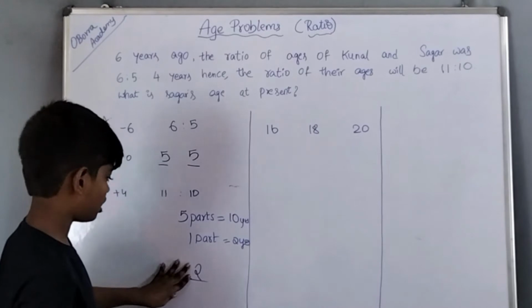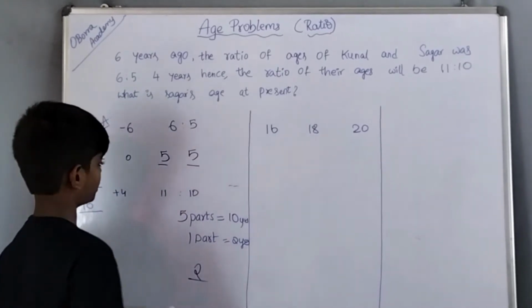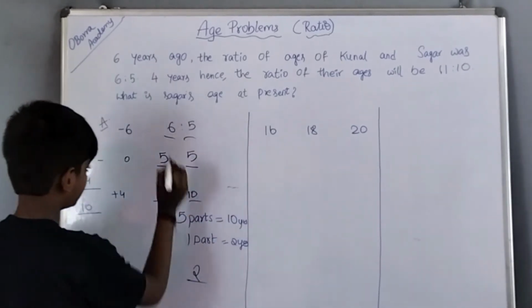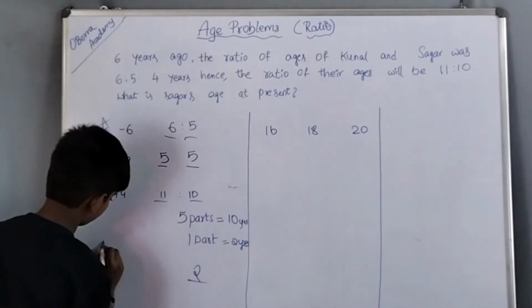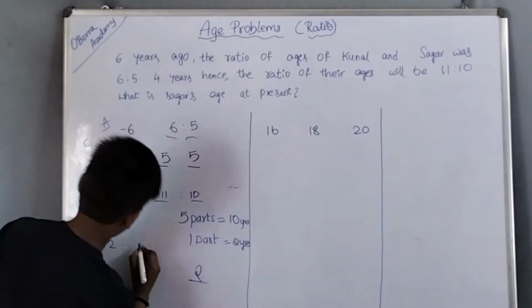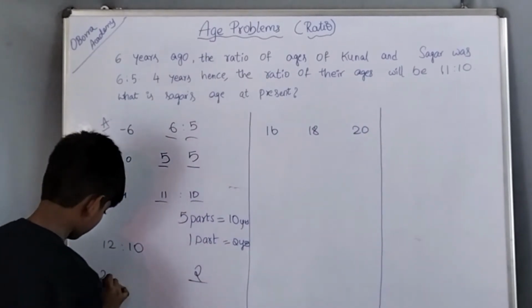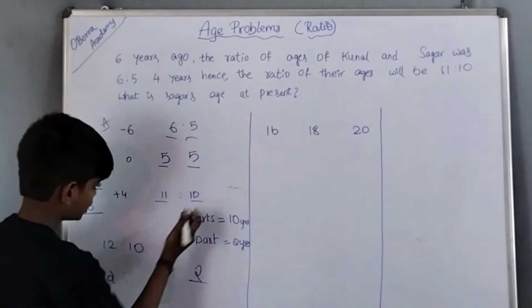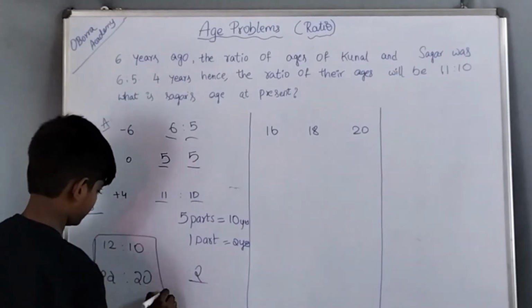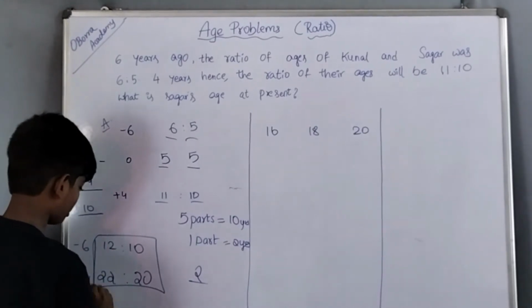So with this number we'll have to multiply all the ratio numbers, which are 6, 11, 5, 10. So 6 times 2 is 12. 5 times 2 it's 10. And 2 times 11 it's 22. 2 times 10 is 20. So these are the ages. This is 6 years ago, this is after 4 years, the ratios.